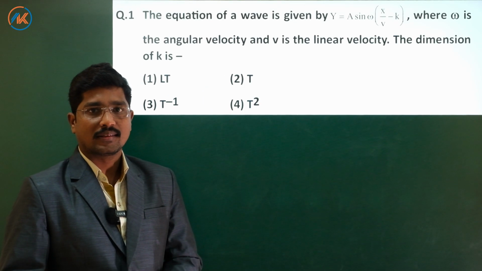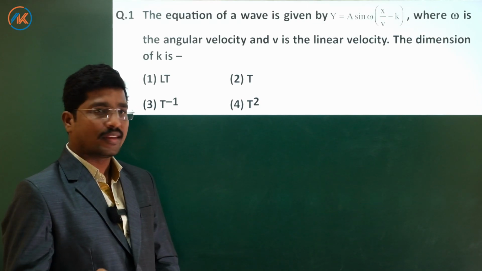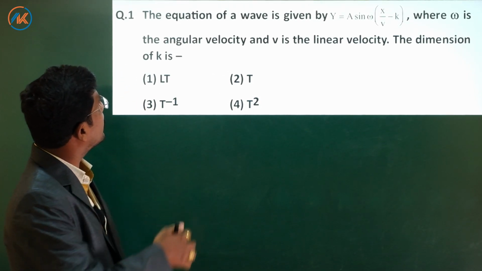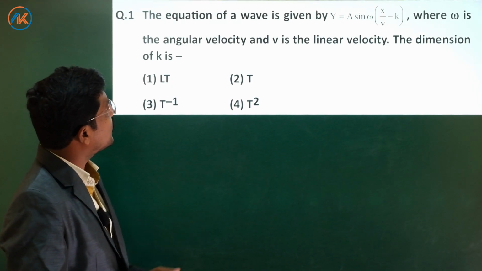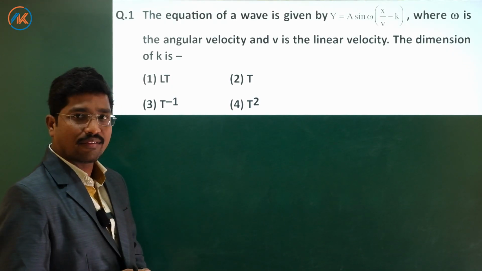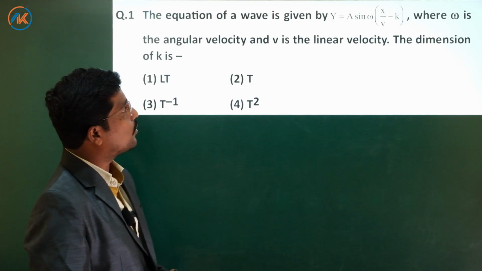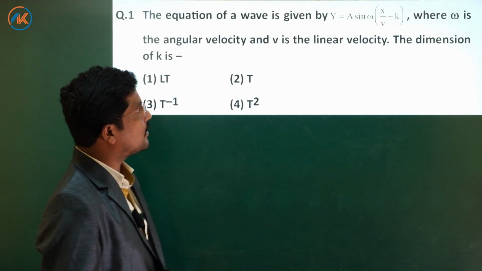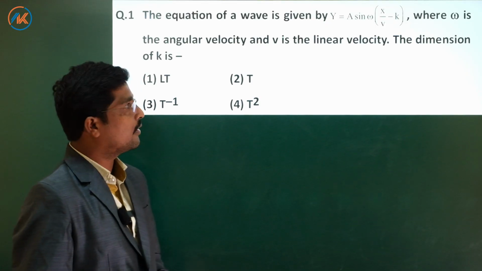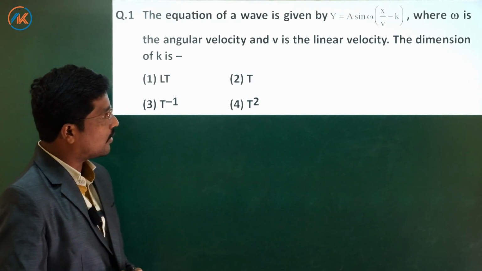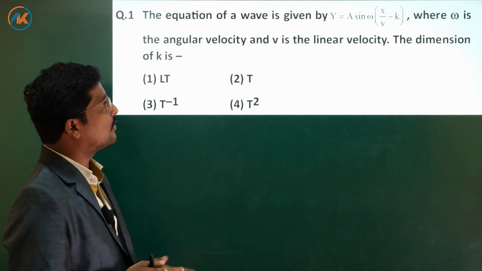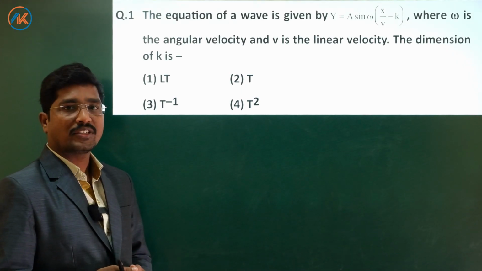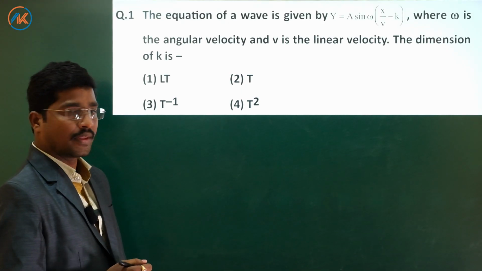Dear students, this is the MCQ from the units and measurements. It is clearly given that the equation of a wave is given by y equal to a sin of omega of x by v minus k, where omega is the angular velocity and v is the linear velocity. Then we have to find the dimensions of k.